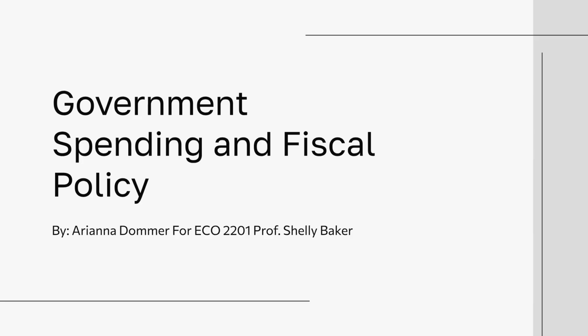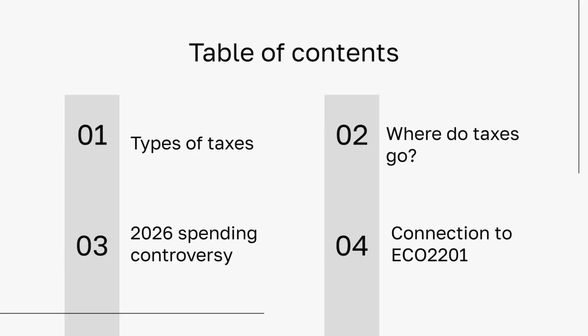Hello, my name is Ariana Dumber, and my topic for project number 3 is government spending and fiscal policy. In this presentation, I will be discussing topics such as government income and spending and how that affects the general American in 2026. I have separated the topics of today into 4 categories. Number 1, types of taxes; 2, where the taxes go; 3, 2026 spending controversies; and 4, my connection to my Econ 2201 class.